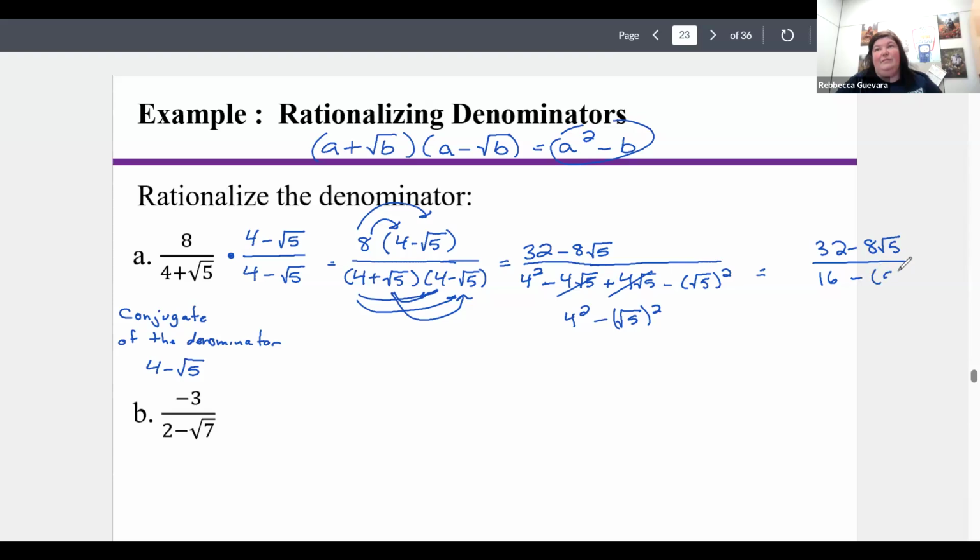So remember that minus is on the outside. What's going to happen here is that we'll end up with 32 minus 8 square root of 5, and the bottom is just 16 minus 5. We're left with an 11 on the bottom. Now, sometimes at this step, you can simplify further. Because we're dividing by a prime, this is the end. We can't simplify any further. We can't reduce any of our numbers or fractions.